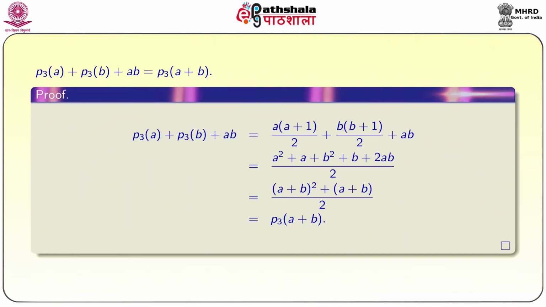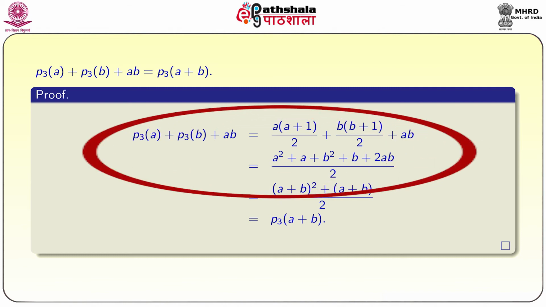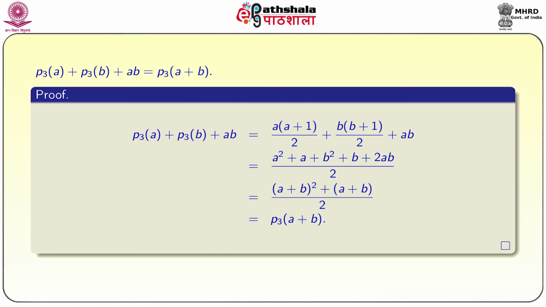Next one is, if I add two triangular numbers, the ath triangular number and the bth triangular number, and add their product a into b, then I am going to get another triangular number: P3 of a plus P3 of b plus a into b is equal to P3 of a plus b. Again the proof is straightforward, just plug in the values. P3 of a is the ath triangular number, a into (a plus 1) by 2, the bth triangular number b into (b plus 1) by 2, plus ab. If you simplify, we are going to get P3 of a plus b.